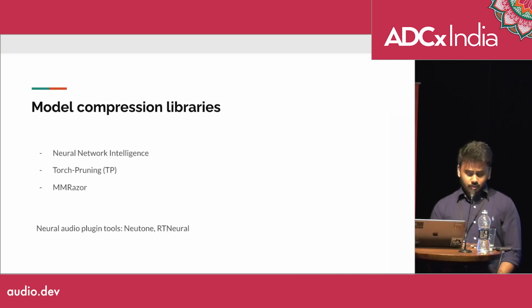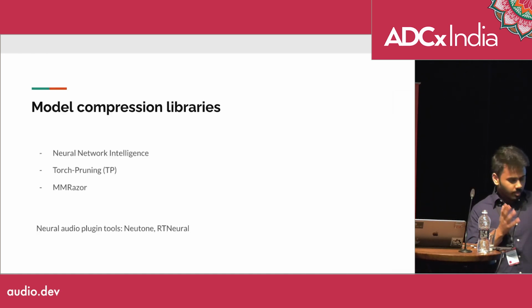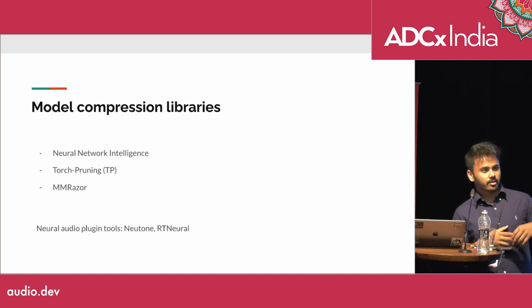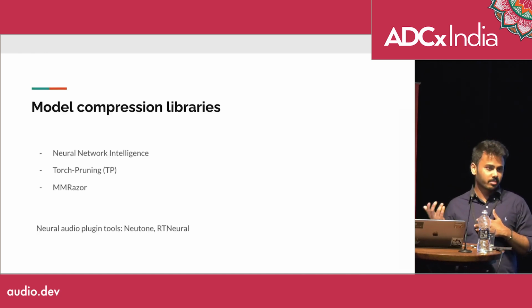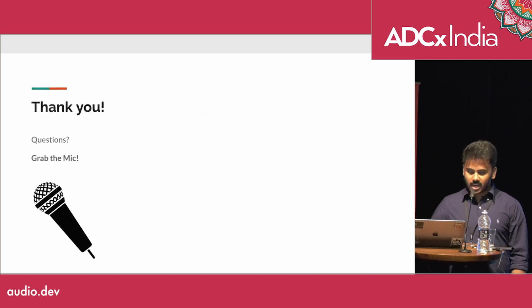There are a few interesting neural network based audio plugin tools. I hope everyone has heard about Neutone. It's really an awesome tool if you're working on a neural network model and want to quickly deploy it in a DAW. It bridges the gap between experimenting with PyTorch and actually using that in a DAW. And then you also have Archneural, where if you have something in PyTorch, you can convert that into a C++ model and use it for inference. And yeah, that's it for the day. Thanks.